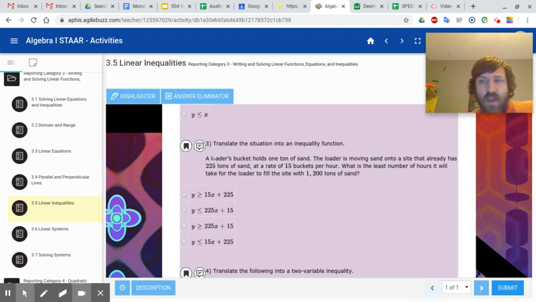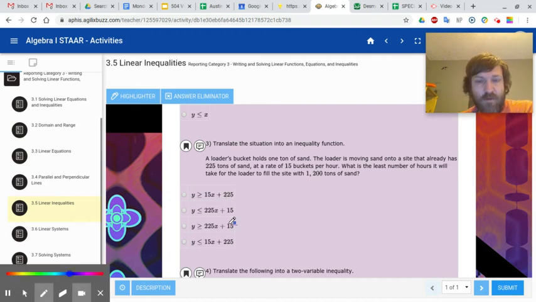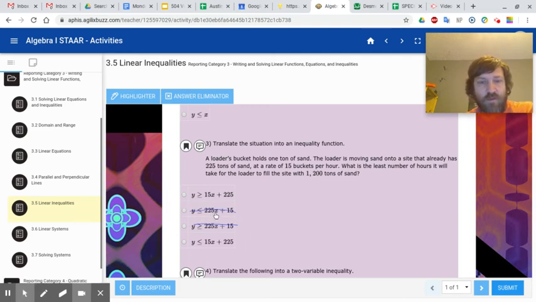The site already has 225 tons of sand. That's not a change. That's just what it starts with. So that's why it has to be either the first or the last answer choice. B and C do not work. The reason they don't work is here the 225 is with the x, and we know that mathematically, that's where the slope goes, or the rate of change. We did that in the previous lessons. The 15 buckets per hour is the increase.